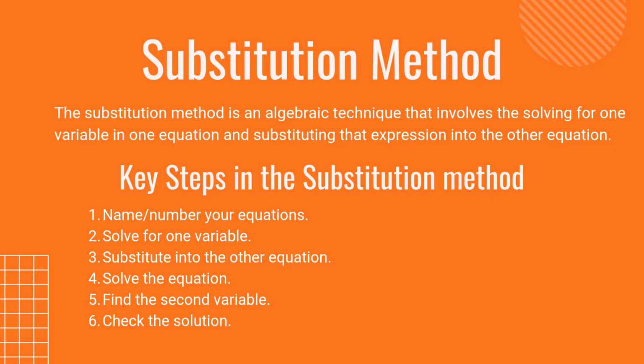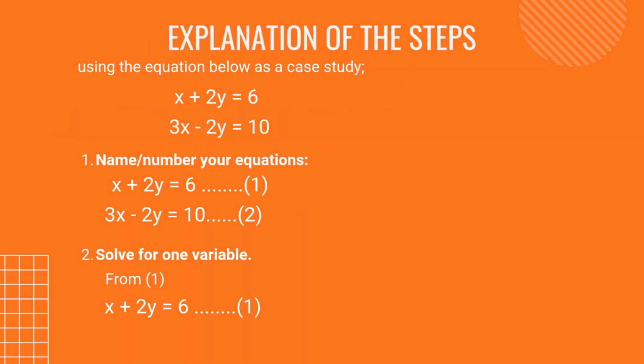Don't be scared. I'll walk you through the steps carefully using a very simple example as a case study. Don't forget to ask questions when you feel the need to. Now, let's explain the steps carefully using the equations below as a case study, which are x plus 2y equals 6 and 3x minus 2y equals 10.